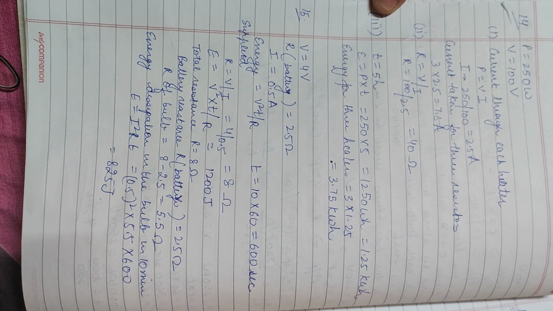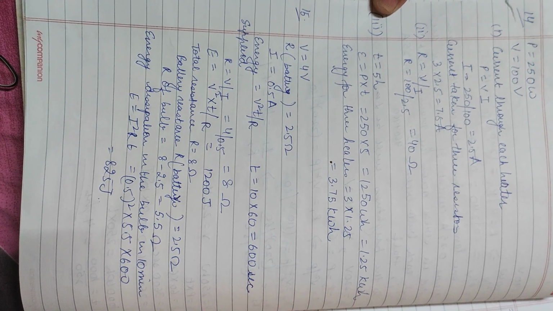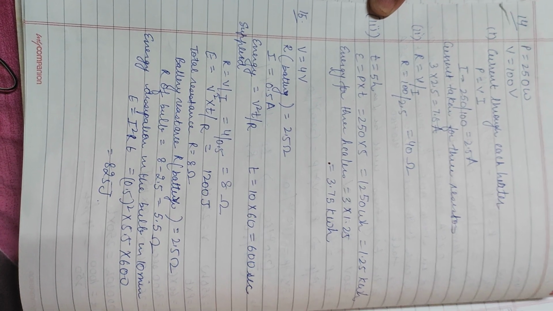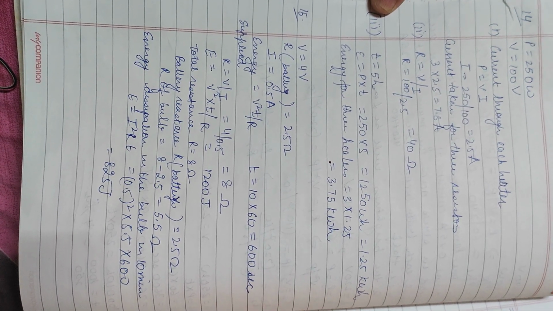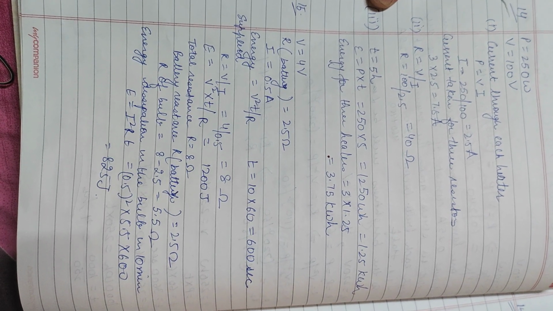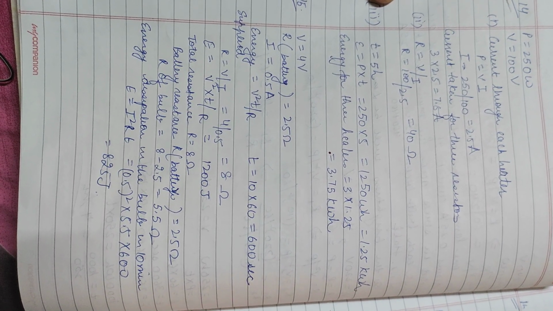So total energy supplied will be V square T upon R, and R is equal to V upon I. So we'll get the value of R as 8 ohms. E is equal to V square T upon R. Putting down all the values, you will get it as 1200 joules.